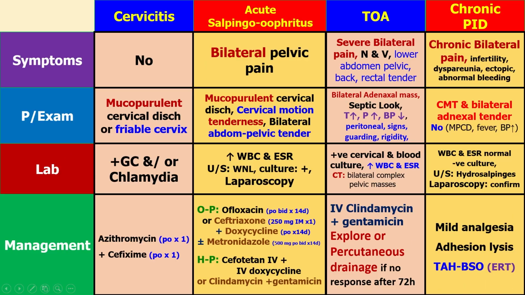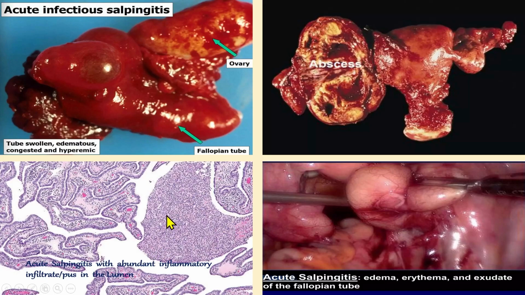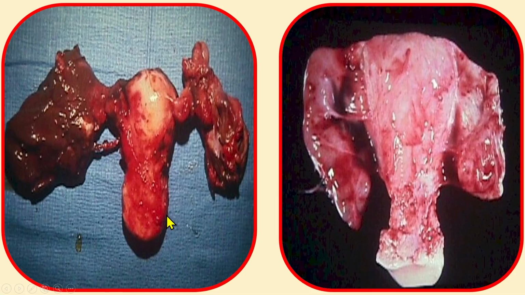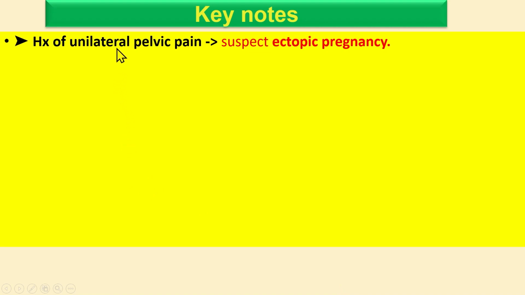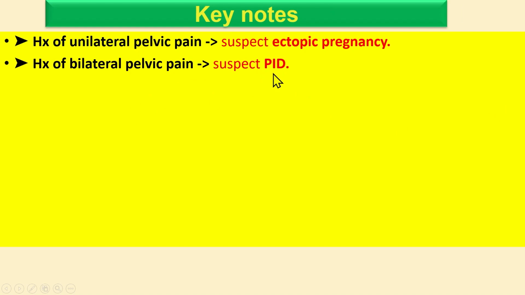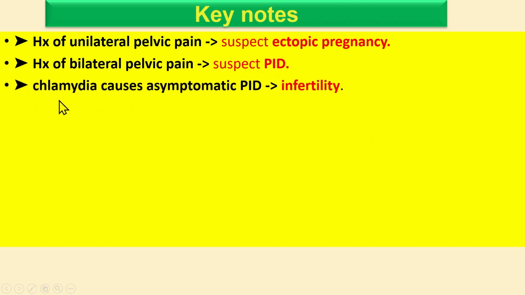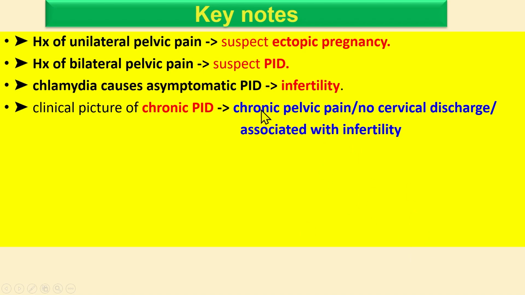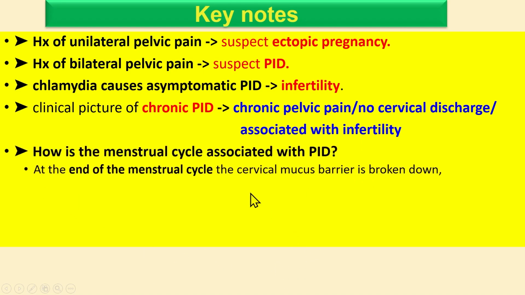So this is a review chart of the PID, and these are the different clinical pictures of the PID. Okay, some key notes. If you see unilateral pelvic pain, it's ectopic. If it's bilateral, suspect PID, and chlamydial infection causes infertility. Chronic PID causes chronic pelvic pain but no discharge, but there will be infertility.